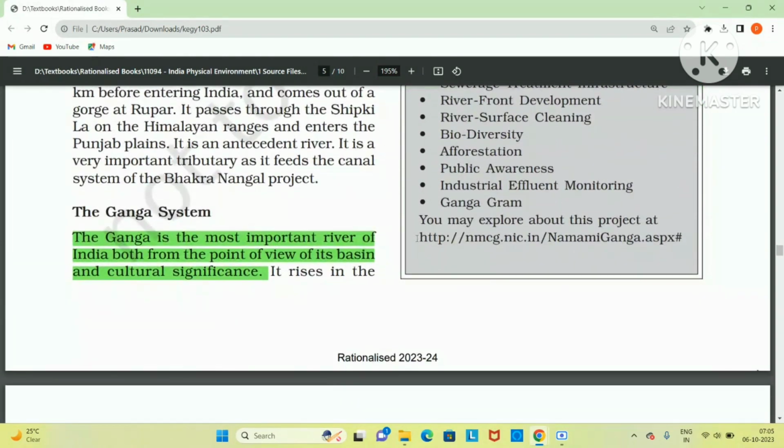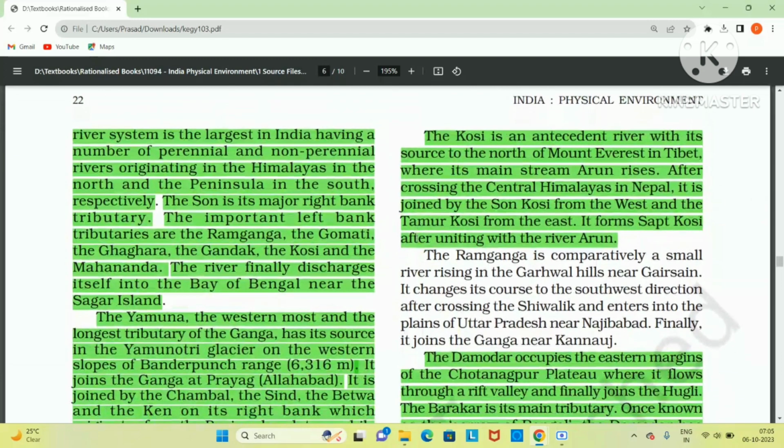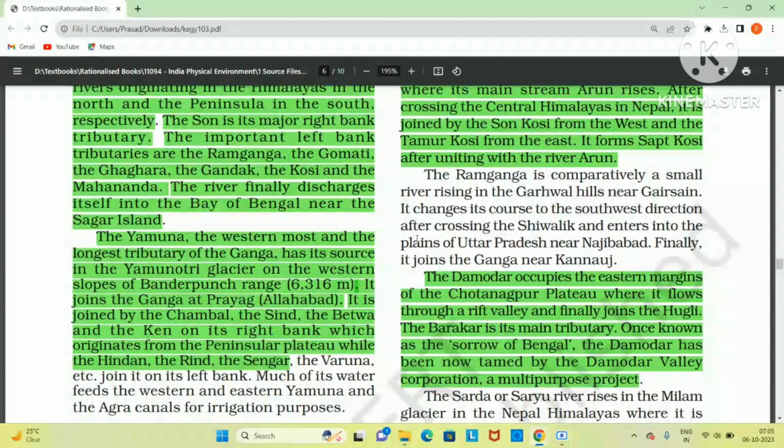The Ganga river system is the largest in India, having a number of perennial and non-perennial rivers originating in the Himalayas in the north and the peninsula in the south, respectively. The Son is its major right bank tributary. The important left bank tributaries are the Ramganga, the Gomati, the Ghagra, the Gandak, the Kosi, and the Mahananda. The river finally discharges itself into the Bay of Bengal near the Sagar Island.